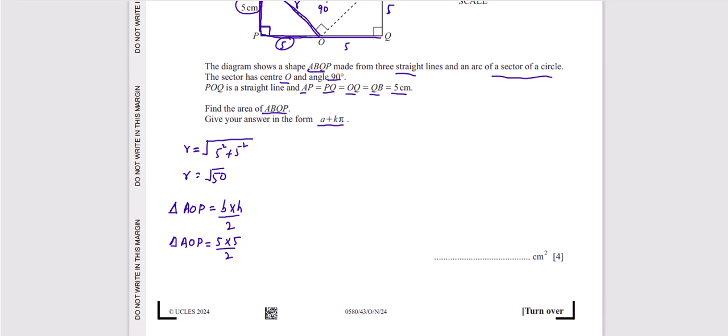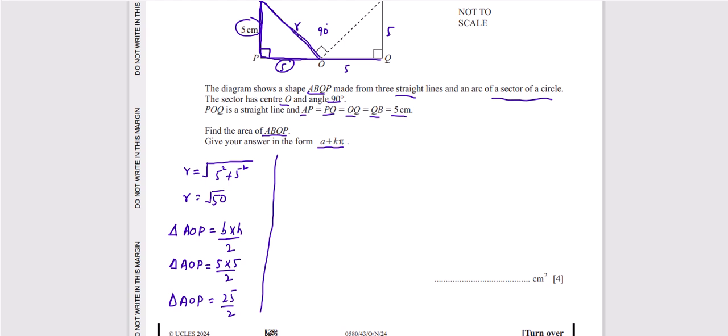So this triangle AOP: 5 multiply with 5, that is equal to 25, divide with 2. This one is the area of the triangle. And now we find the area of the second triangle. This one and this one are the same.